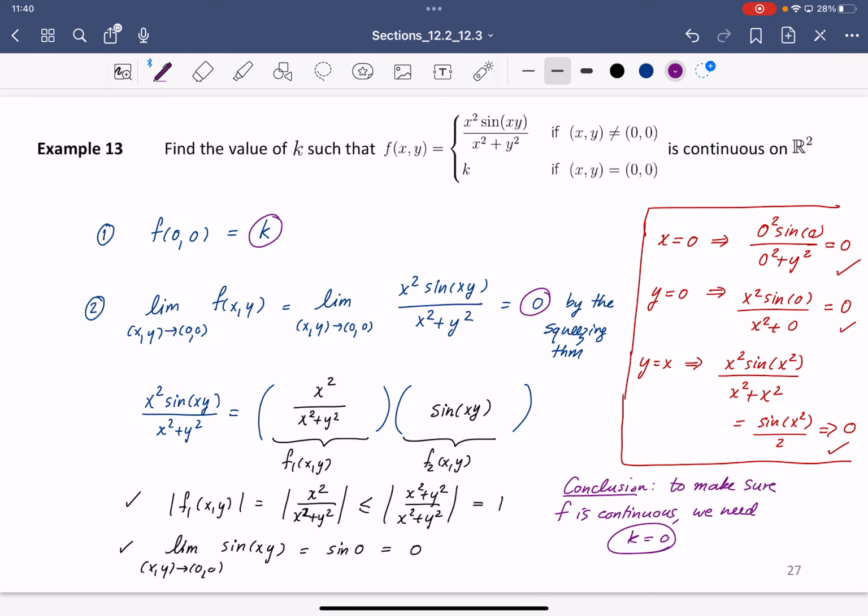Alright, and this is how you do the limit and continuity. Yeah, we're going to stop the content here, and next week we're going to start talking about derivatives.